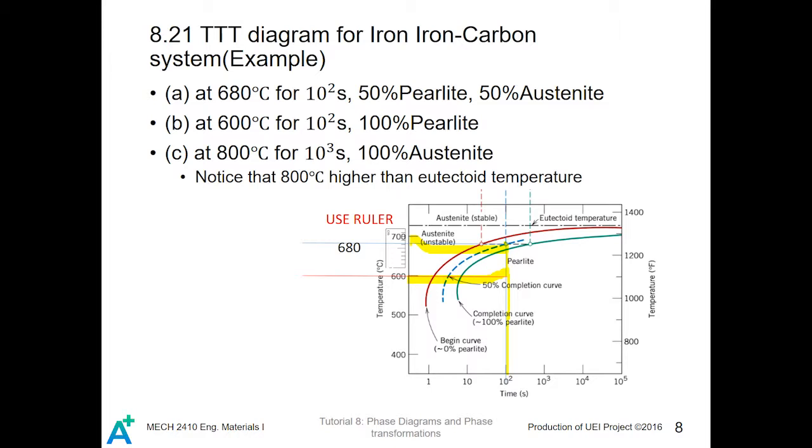C, at 800 degrees Celsius for 1000 seconds, the answer is 100% austenite. You need to notice that 800 degrees Celsius is higher than the eutectoid temperature for the steel, and that means it will never become pearlite.